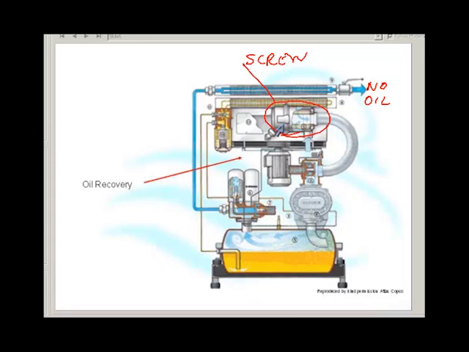You can get oilless screws, but they get much less compression with an oilless screw. So this is a typical screw compressor, and it's an oil screw compressor. You get good compression. It runs quite efficiently, but you have this massive oil recovery system.